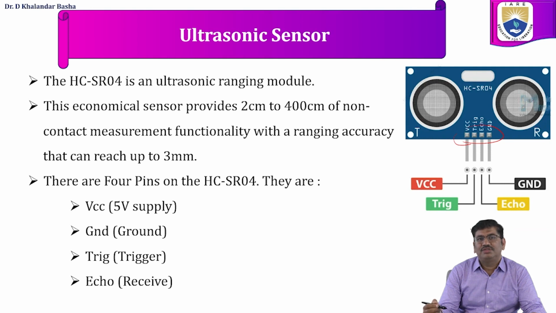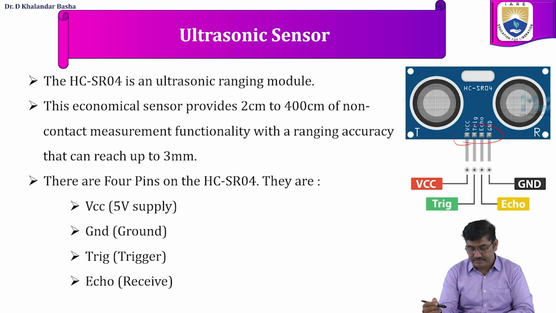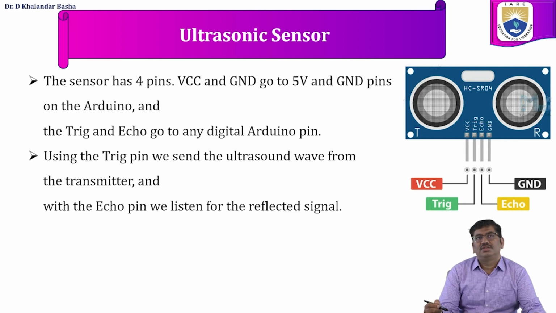Echo pin, which is used for collecting the signal, which is a receiver activity. So the sensor has 4 pins and these 4 pins we are going to connect to the Arduino board. Out of these, 2 are power supplies, which are VCC and ground, whereas the trigger and echo pins are digital pins. So we can connect the trigger and echo pins to the DIOs of the Arduino board.